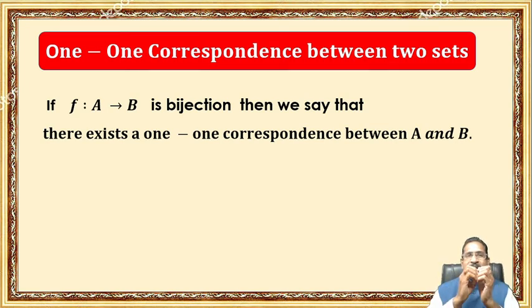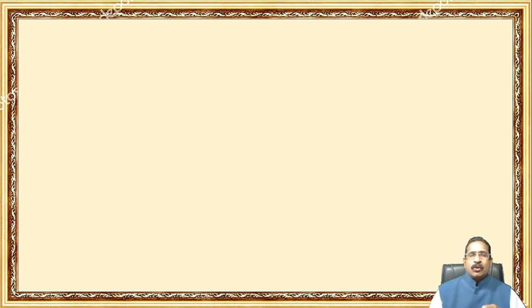Different elements will have different images. And onto means the range is equal to the codomain, or there exists a belonging to A such that f of a is equal to b for every b belonging to B. Then we say that f is onto. So one-one and onto means it is a bijection. If a bijection exists between A and B, then we say that there exists a one-to-one correspondence between the two sets A and B.